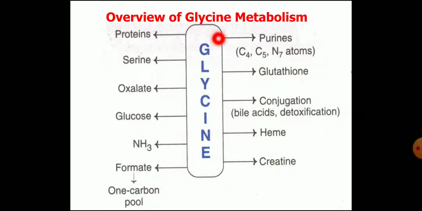Then purine: the whole of the glycine is utilized for purine base formation. Then glutathione, a tripeptide, and conjugation, where bile acid is conjugated with glycine to produce bile salts. The first step of heme synthesis requires glycine. Then creatine, which is present in plenty in skeletal muscle. So this is the overall picture where you can get an idea about glycine metabolism.